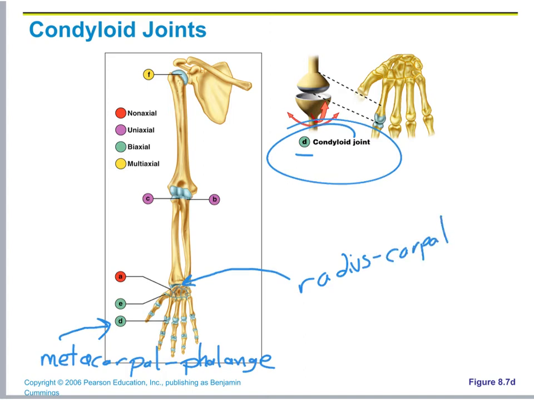Radial carpal joint. Also a biaxial joint, it permits more movement. Again, you can see from the arrows here the movement in two different planes of space, up and down and side to side, so to speak.